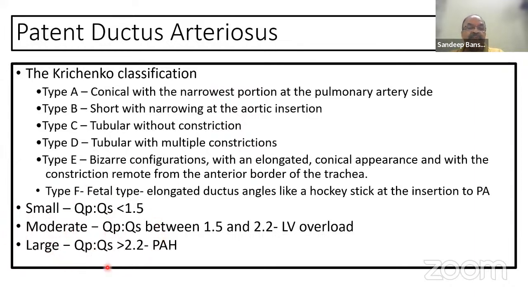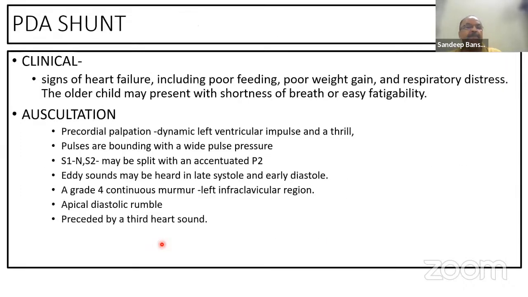Again, the size of the defect is based on the ratio of the flow across the pulmonary valve to the systemic flow, and anything which is more than 2.2 or has associated pulmonary arterial hypertension is a large duct, and those which are moderate with a QP:QS between 1.5 and 2.2 generally lead to LV overload. But if they are more than 2.2, then besides overload, they lead to pulmonary arterial hypertension.